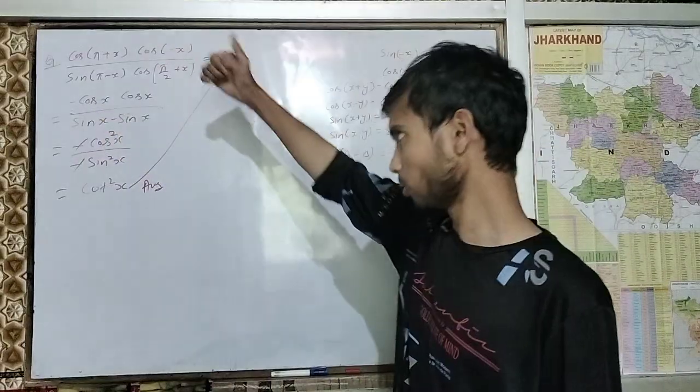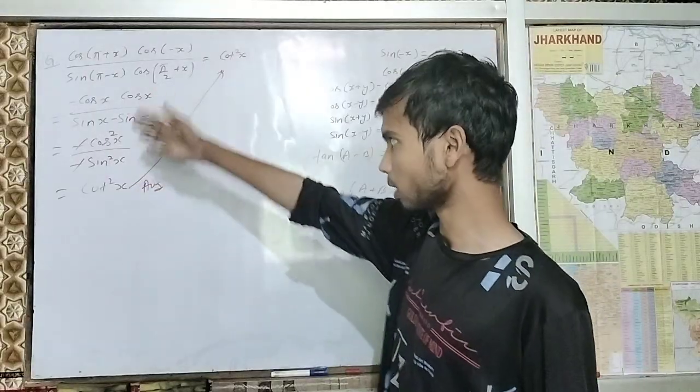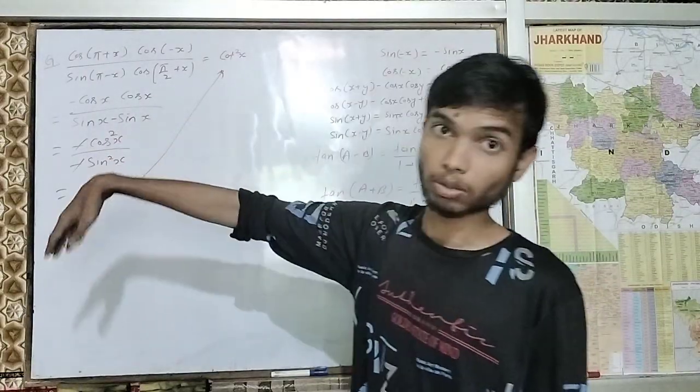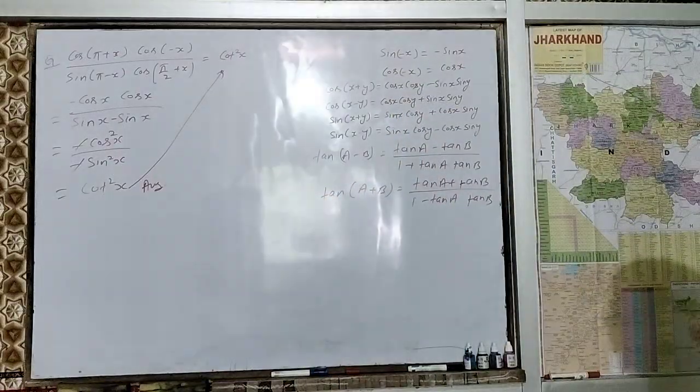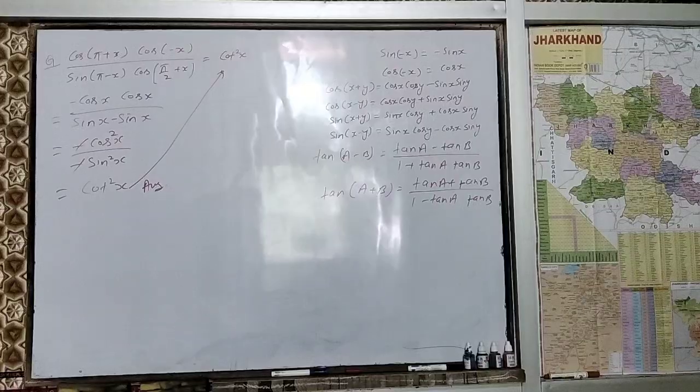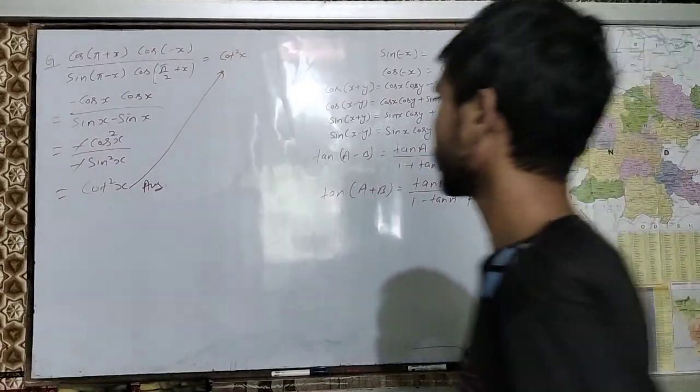Then we saw in the numerator we have minus, in the denominator we have minus. Both cancel each other, and it is equal to cot square x, and this is nothing but the RHS. Clear? Can I write the next question? Yeah, the next question is also very easy. Just let me write.